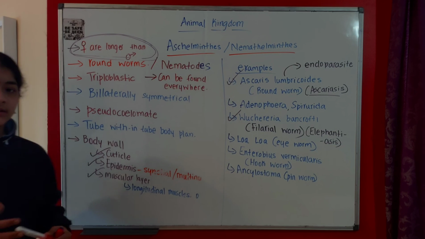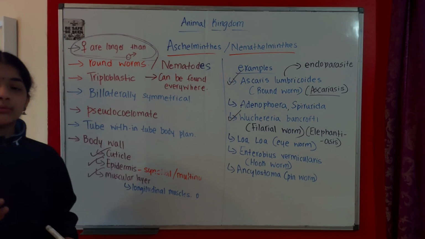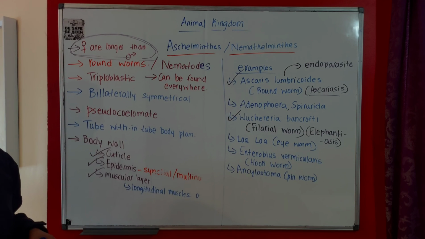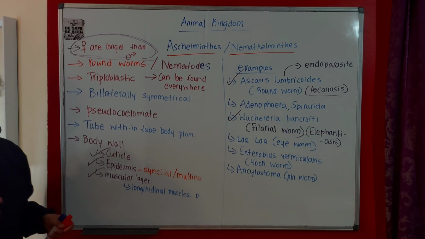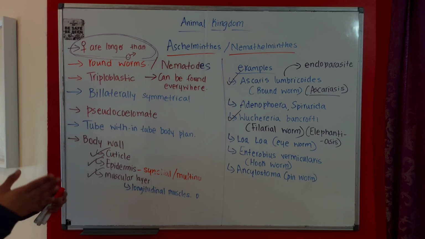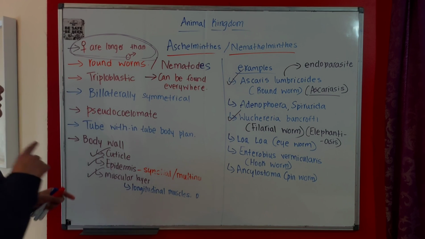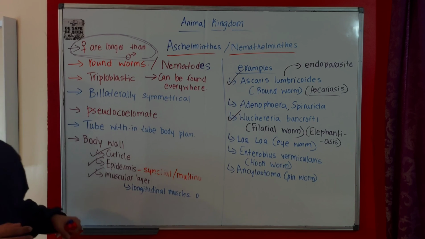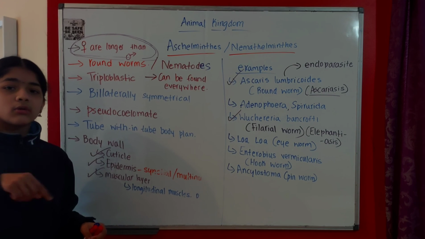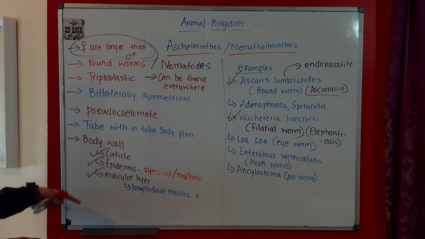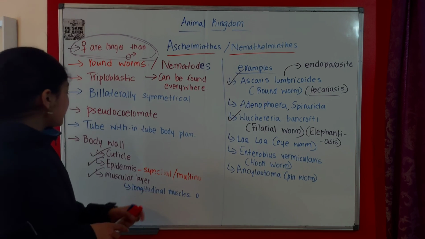They will give the diagram and ask you to tell which one is male and which one is female. You can easily distinguish between the male and female. The male is shorter than the female. Females are longer and usually straight. The males are shorter than females and usually coiled. They are curved. And these general characteristics we have taken a look at.